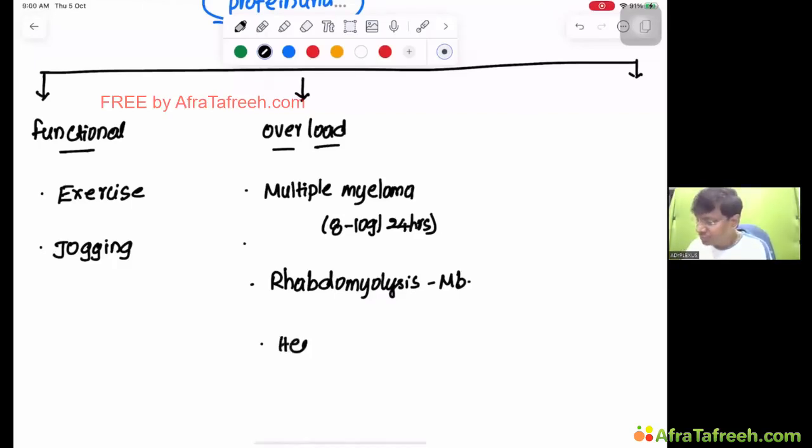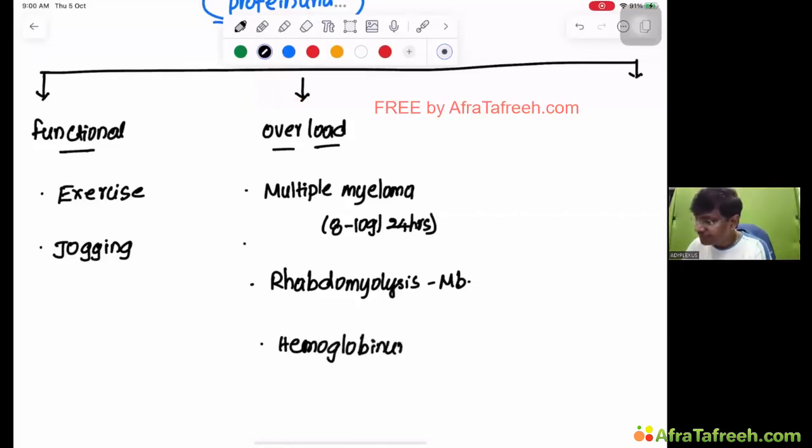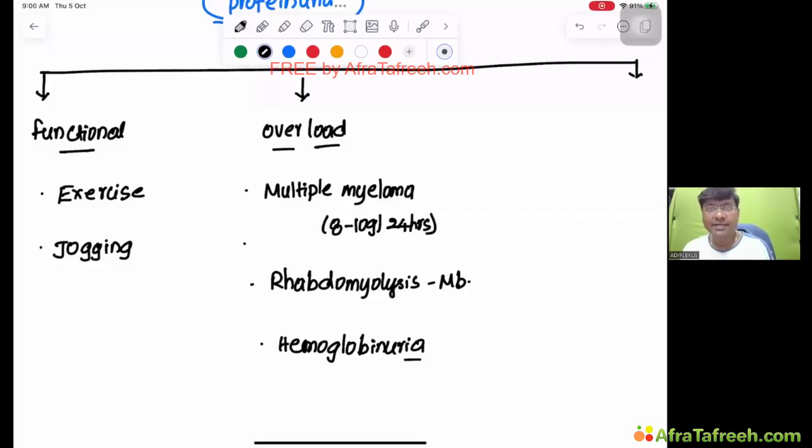Next is hemoglobinuria. You come across this in patients with hemolytic anemias. Whenever there is excessive hemolysis, more and more hemoglobin is released into the circulation. That hemoglobin has heme plus globin, which contains the protein, and it gets excreted through the renal tubules, resulting in overload proteinuria.